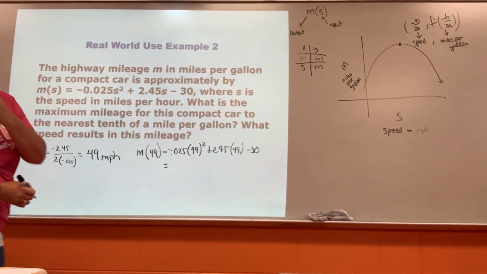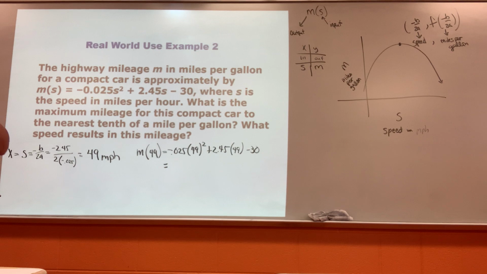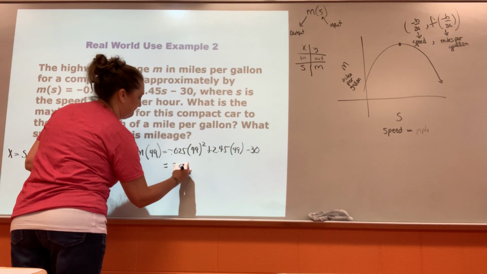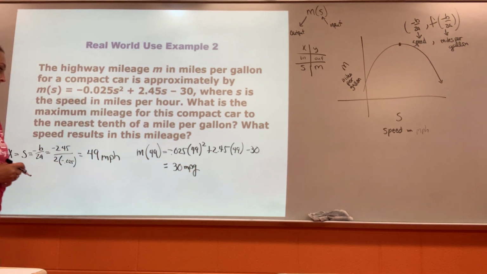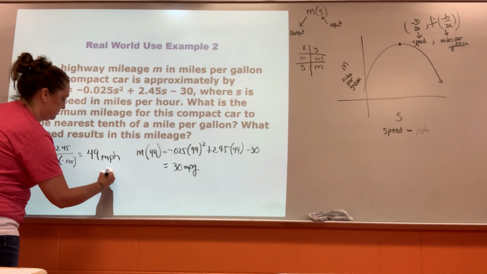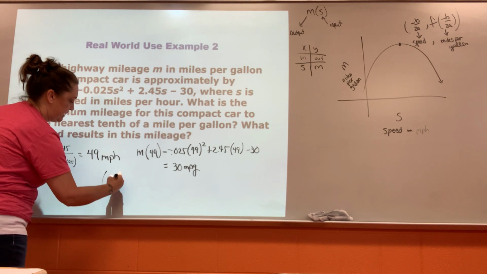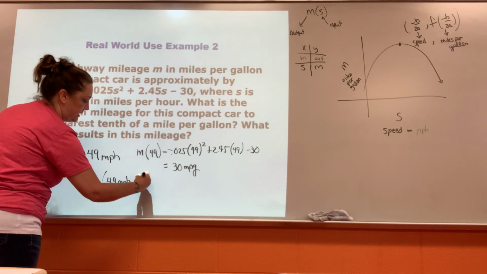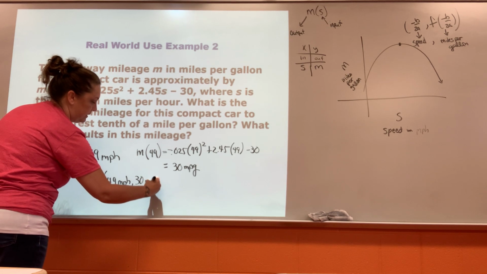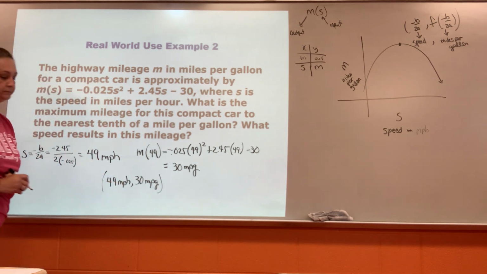Do those calculations. So your vertex is at 49 miles per hour, maximizing your gas mileage at 30 miles per gallon.